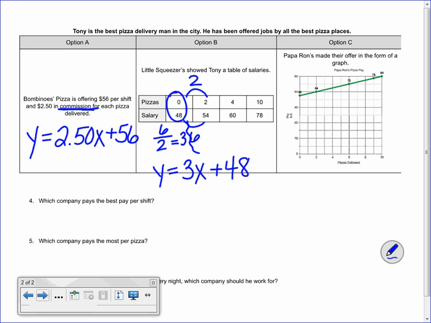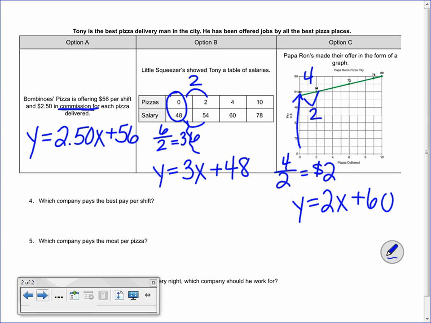Then the very last one, we have a change in 2 and a change in 4. So 4 divided by 2 would be $2 per pizza. So my rule would be $2 per pizza for that commission plus the 60 he gets automatically. So again, you could pause now and see if you could figure it out.